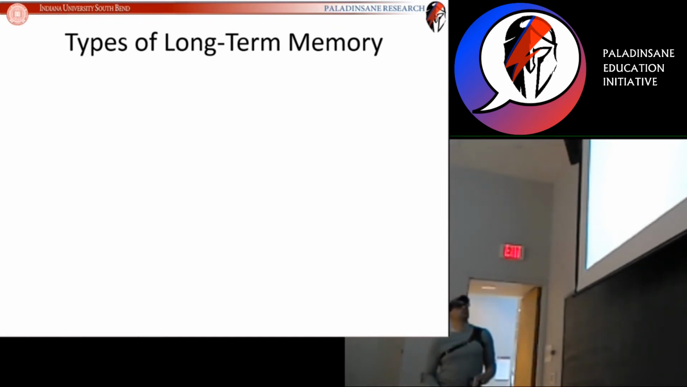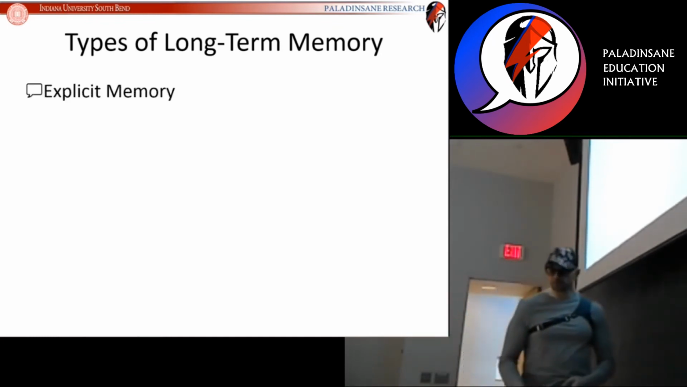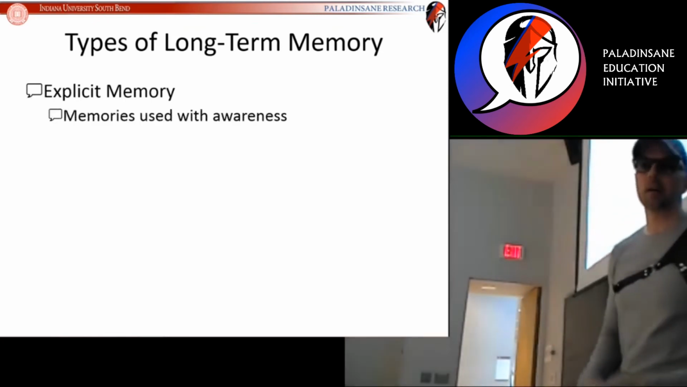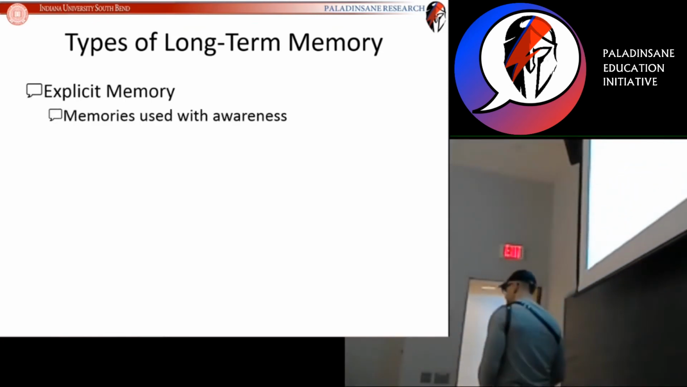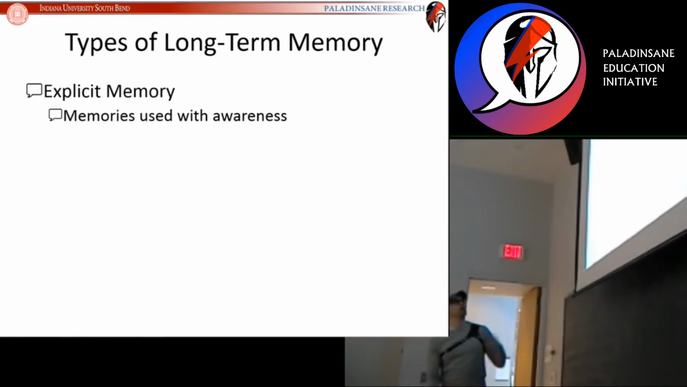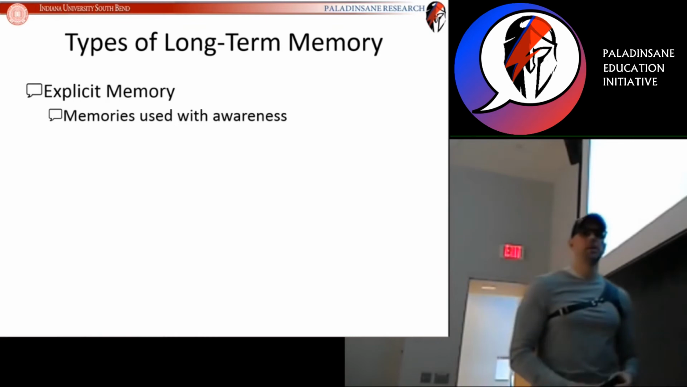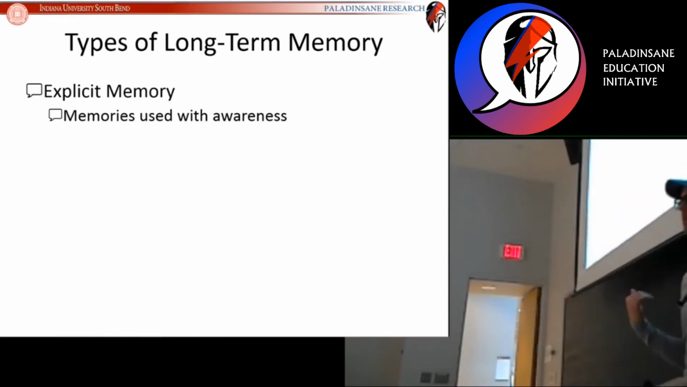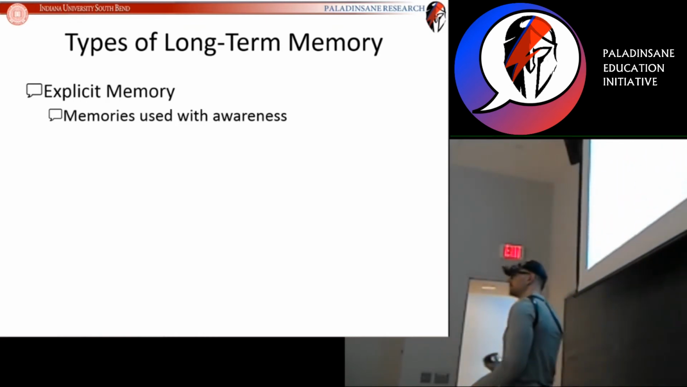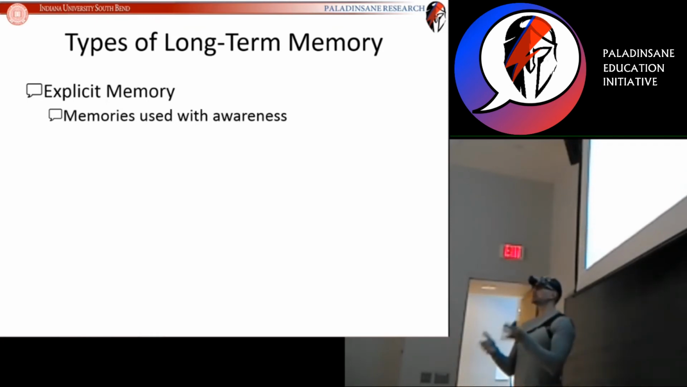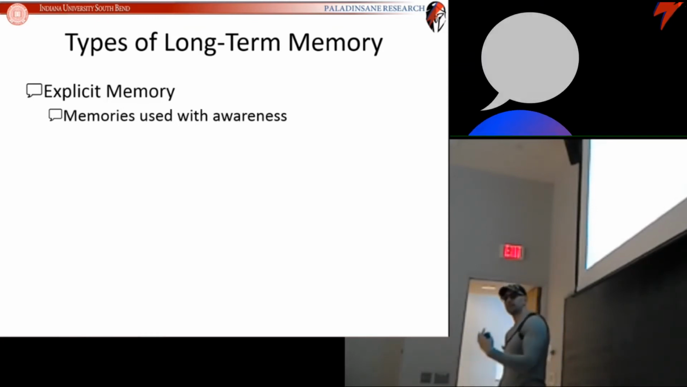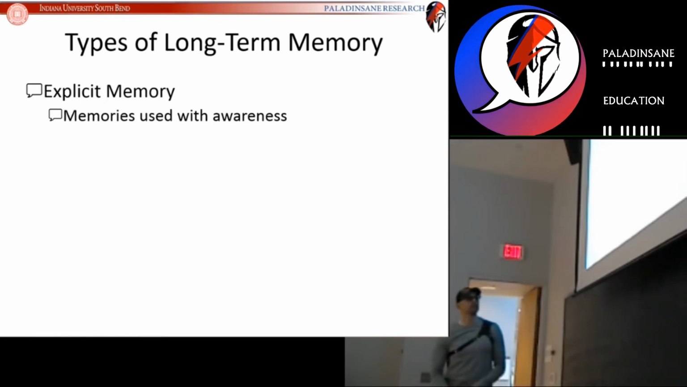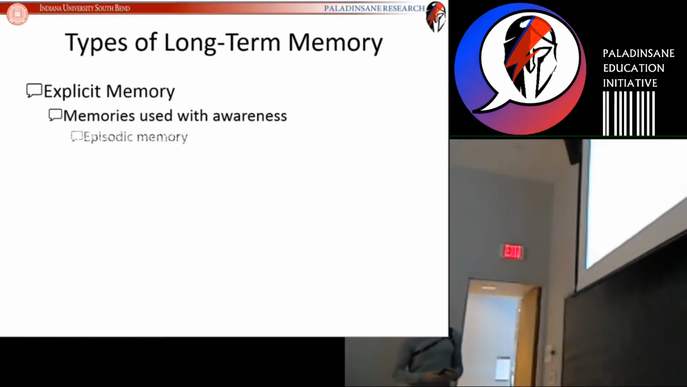All right, so long-term memory, different types of long-term memory. We have a few different ways that they'll split up long-term memory. We're going to start off with explicit versus implicit memory. Explicit memory, these are memories that are used with awareness. These are memories that you are explicitly aware of, that you know you're aware of. You're aware that you know these things.